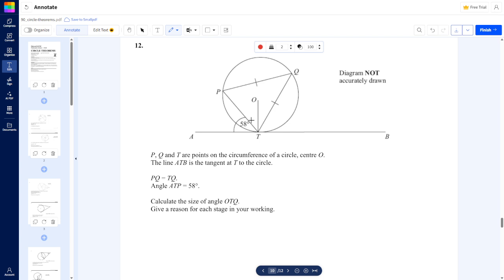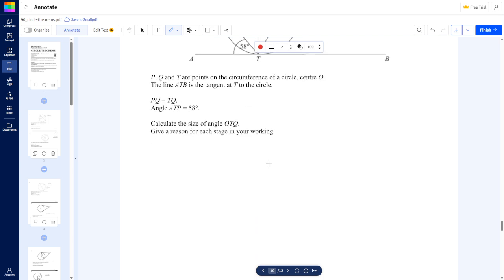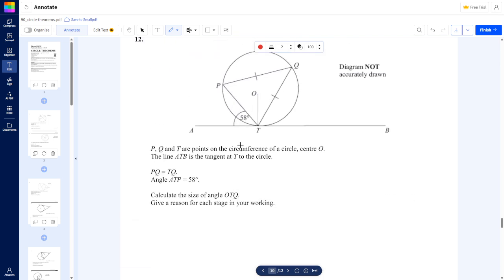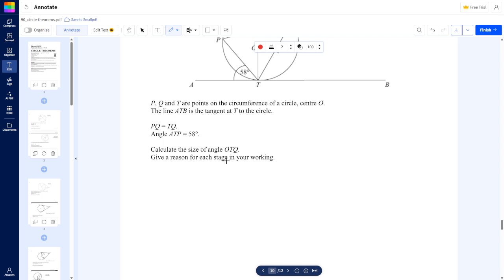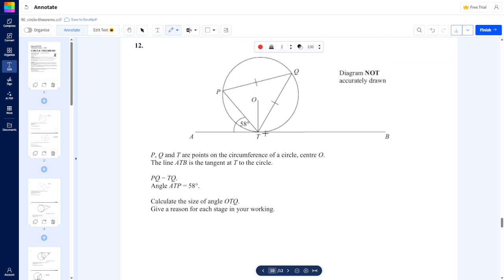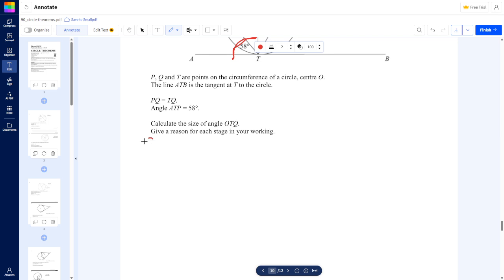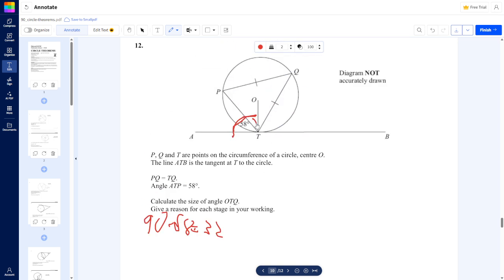Okay. For my question, which angle are we trying to find? OTQ. First of all, this is a radius and this is a tangent, which means this whole thing is 90 degrees, which means this part specifically is going to be 90 minus 58, which is equal to 32. So this is 32 degrees.